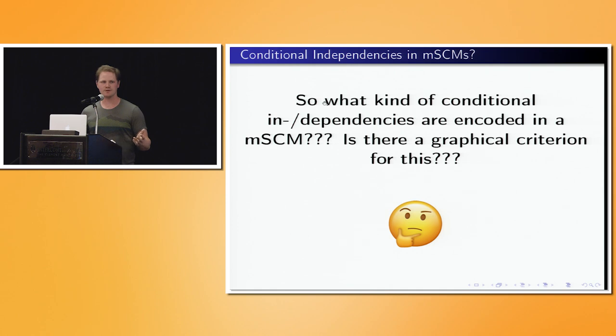So now is the question. We talked about dependencies. So the question is, what kind of conditional dependencies or independences are encoded in this model of structural causal models? And is there an easy graphical criterion? If you learned d-separation in machine learning, we want something like this. And yes, the answer is yes, spoiler.